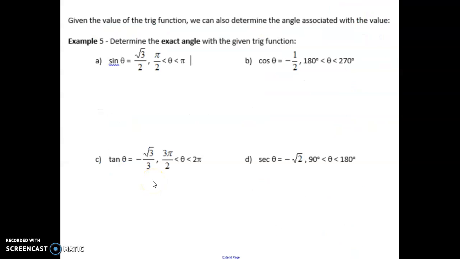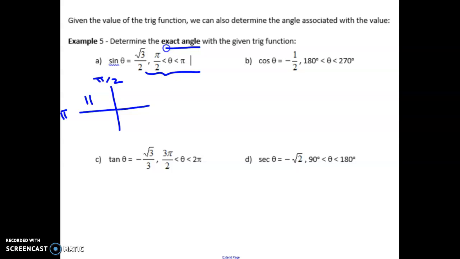Alright, so now example 5, we're looking to find the exact angle this time. There's a few important pieces of information. First one is the domain we're looking at. So here it tells us our domain is between pi over 2 and pi. So if you think of where pi over 2 is, and pi, that means we're looking here in quadrant 2. So our answer is somewhere in quadrant 2.